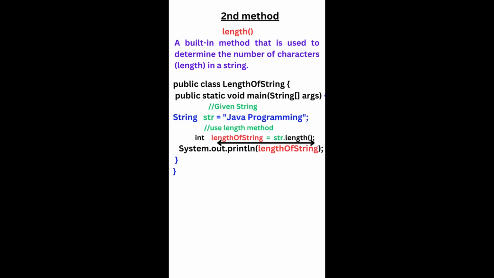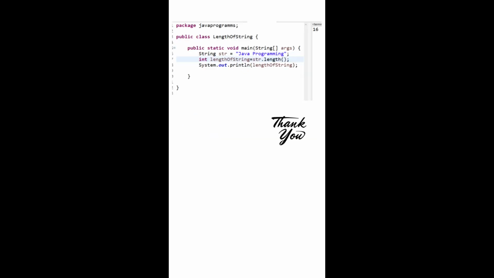Let us execute the code and the result is 16. Second method is the length method. It is a built-in method that is used to determine the number of characters, the length, in a string. The length method returns the result and it is stored in the length of string variable and then printed to the console. Here is the result.